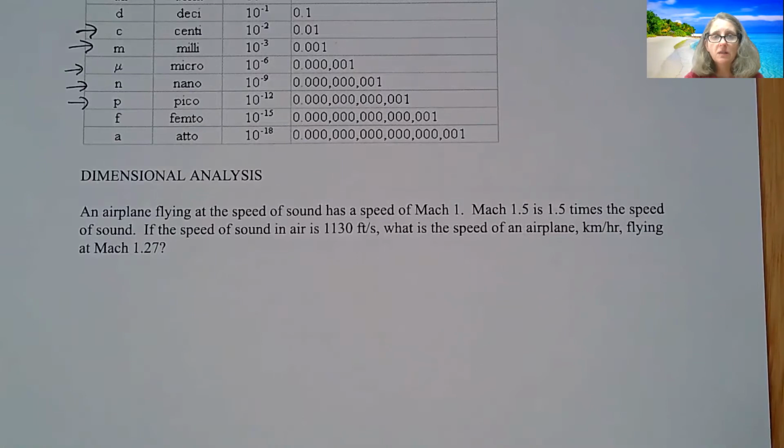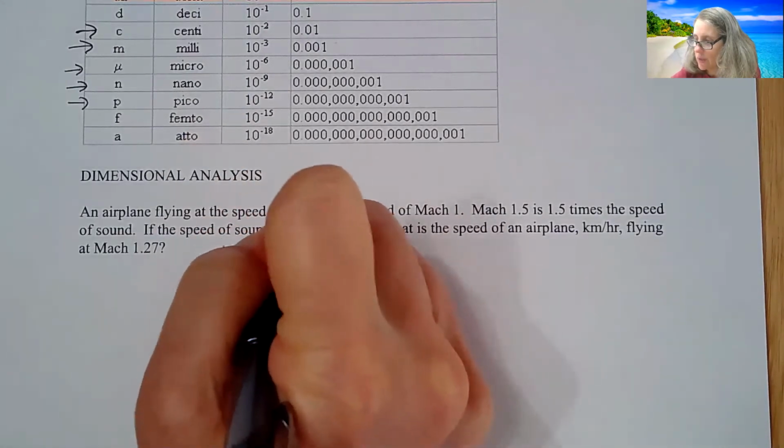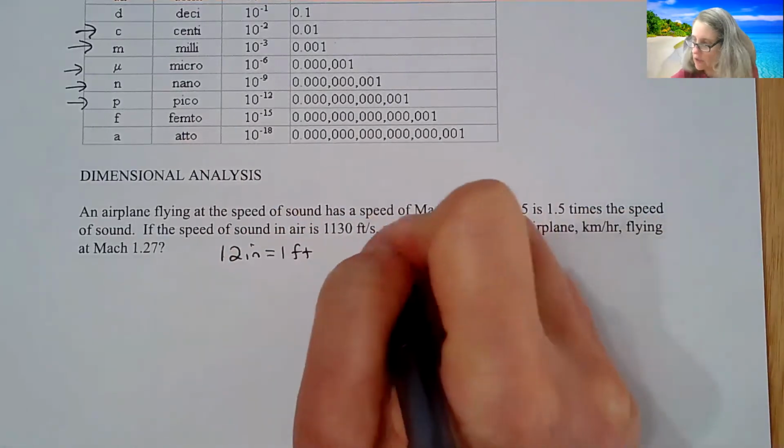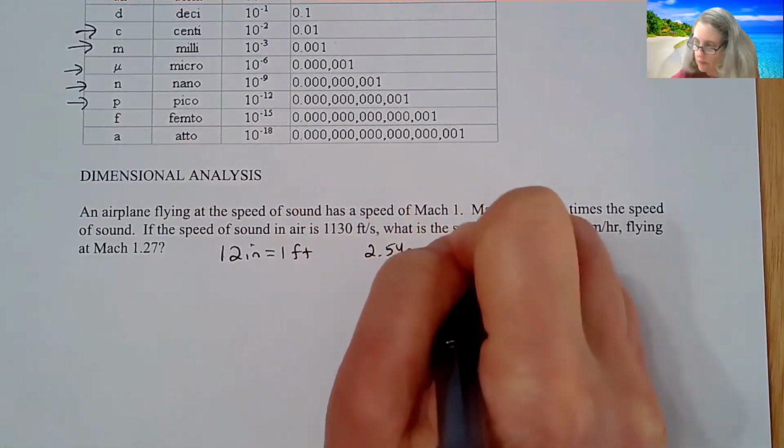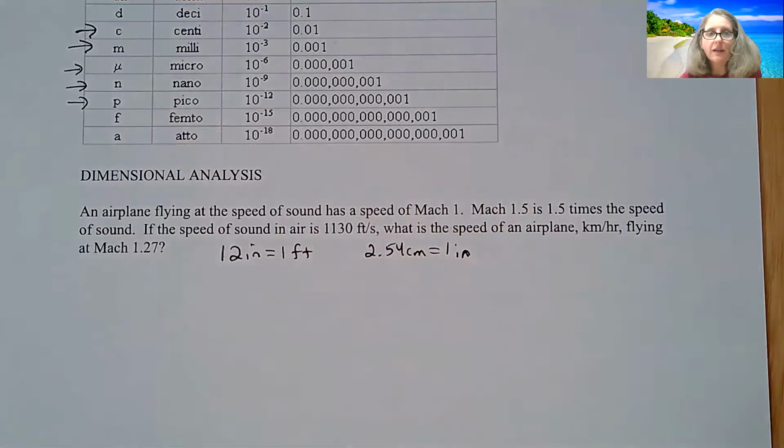So I have an airplane flying at the speed of sound, at a speed of Mach 1. If I have Mach 1.5, which is about 1.5 times the speed of sound, if the speed of sound is 1130 feet per second, what is the speed of the airplane in kilometers per hour flying at Mach 1.27? I don't expect you to know the English units, but 12 inches is a foot, and 2.54 centimeters is equal to 1 inch. I would give you that if I gave you a problem like this. So again, don't worry yourself about that. I more want to understand, can you do a problem like this? So what I'd like you to do is pause the video and then come back and see what my answer is.